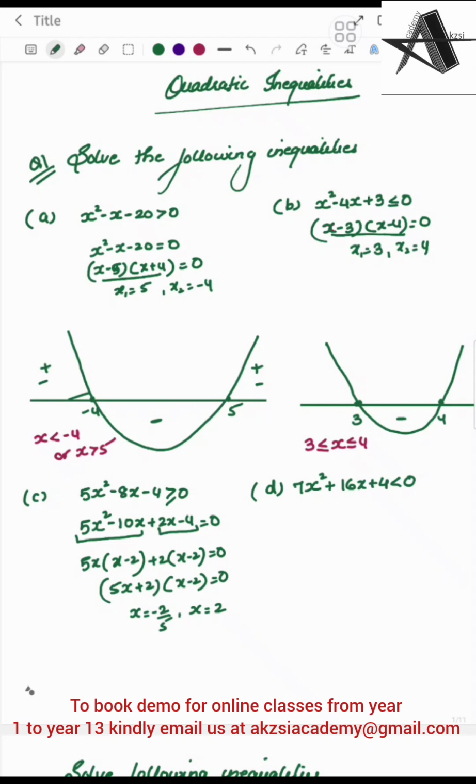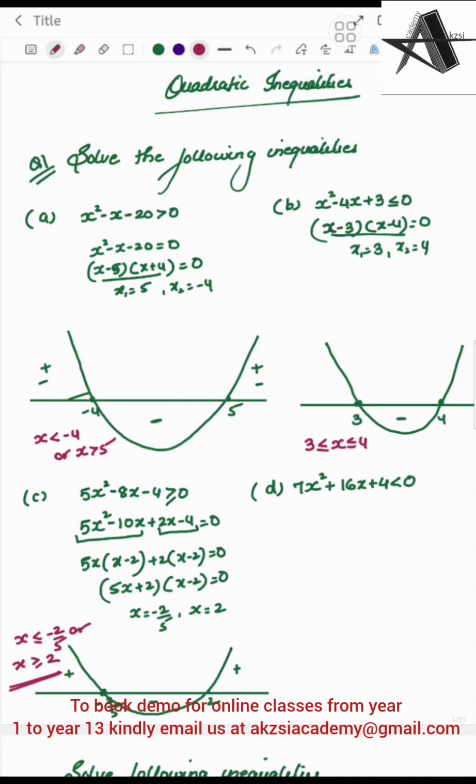So when you draw, you'll get negative 2 over 5 and positive 2, with the same positive, negative, positive regions. Because our inequality is greater than or equal to, I have to select the positive region. The positive region is all the values lesser than negative 2 over 5 and all the values greater than 2. So finally, my inequality will be x is less than or equal to negative 2 over 5, or x is greater than or equal to 2. This will be our final answer.